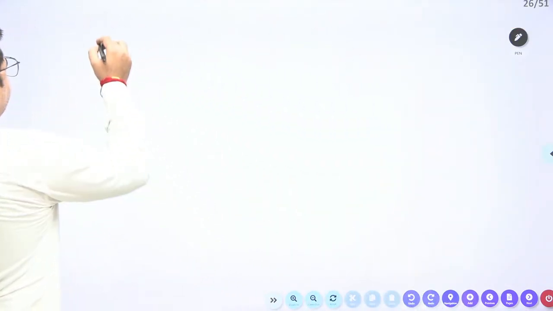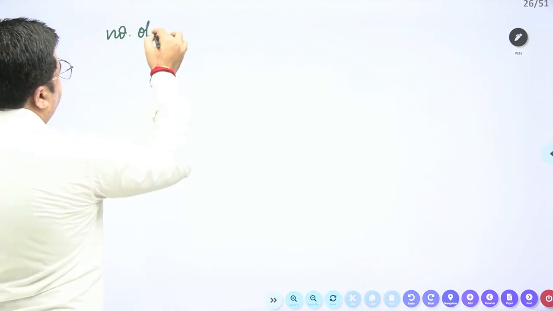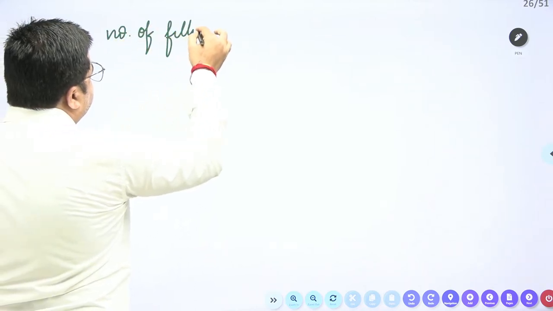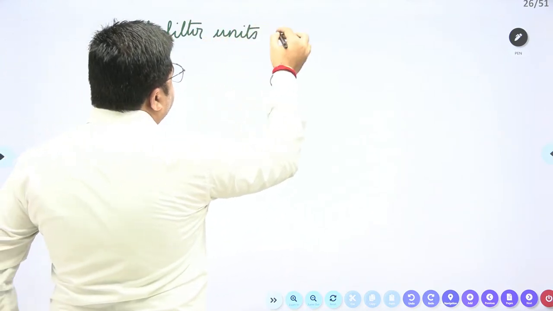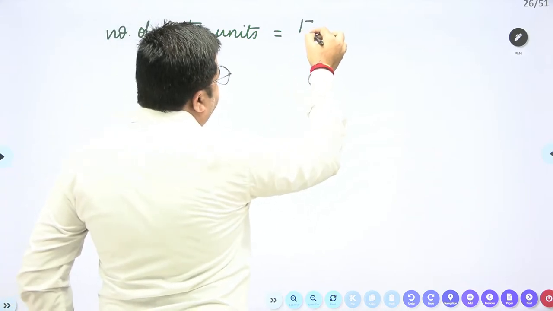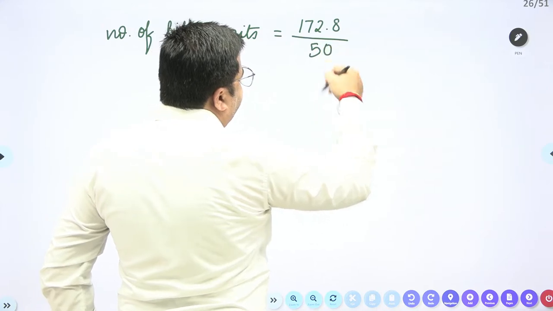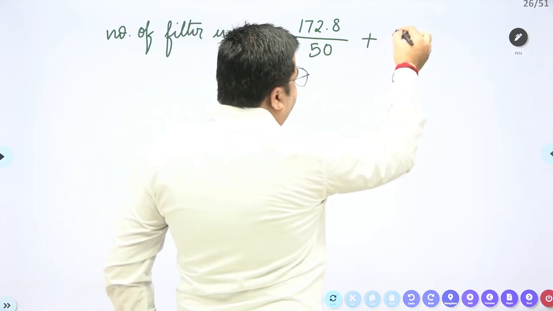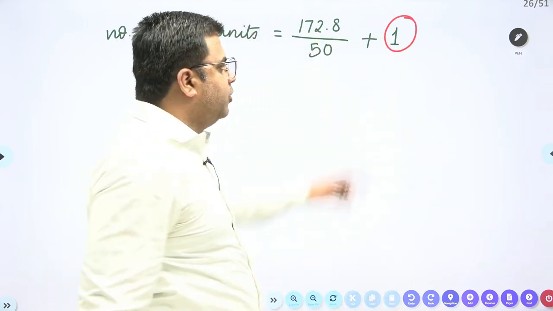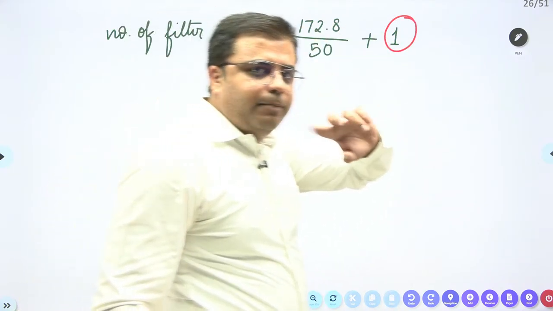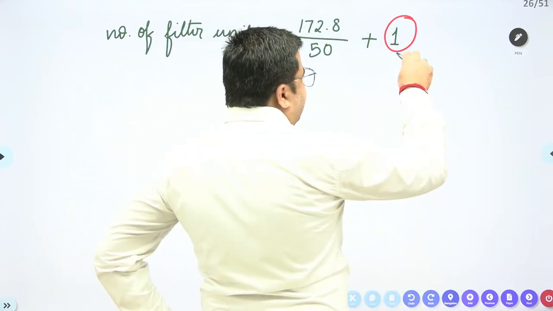So the number of filter units is 172.8 divided by 50 plus 1. First calculate this entire thing; I will tell you why plus 1. Okay, so this plus 1 is for the standby unit.